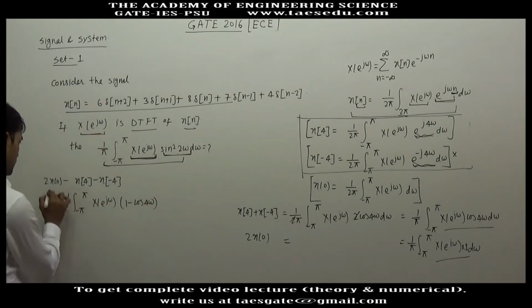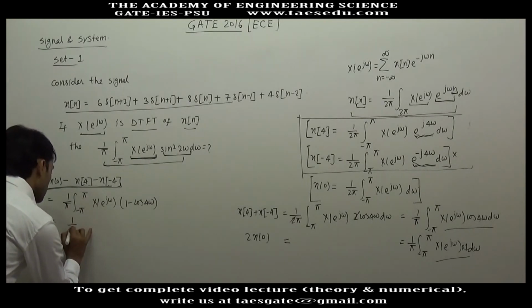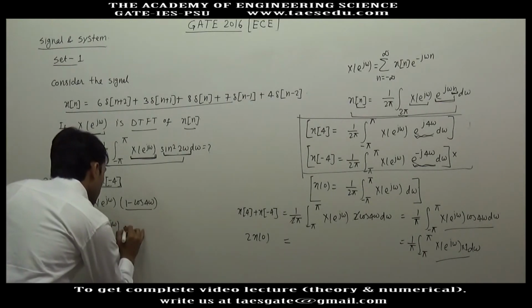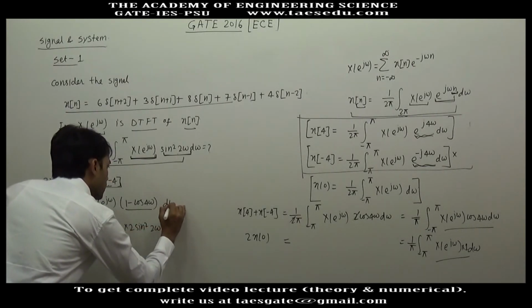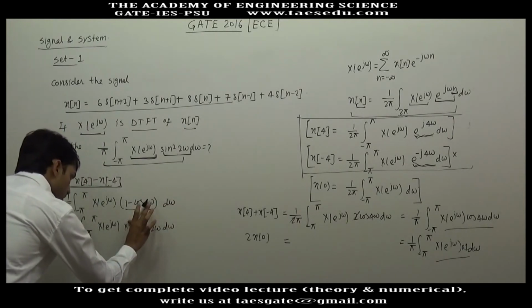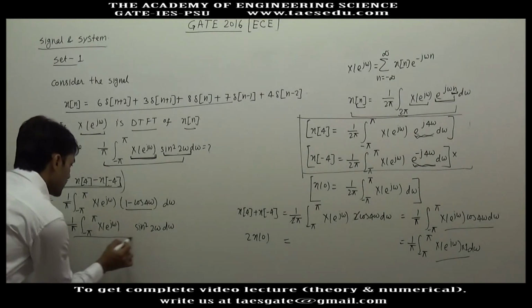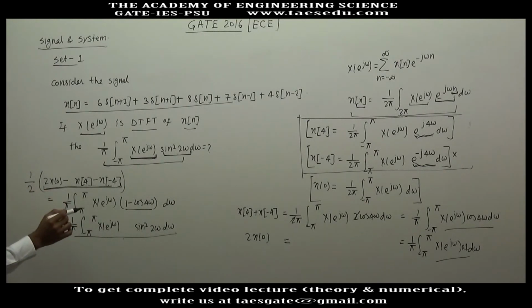On the left hand side, let it be as it is. First solve this: 1 upon pi from minus pi to plus pi of x e to power j omega, this will give you 2 sin square 2 omega d omega. So if you take 2 to the left hand side, we have to multiply it with 1 by 2. And this is the required integration. We have to find the value of this integration only. So this is nothing but 1 by 2 into (2x0 minus x4 minus x of minus 4).